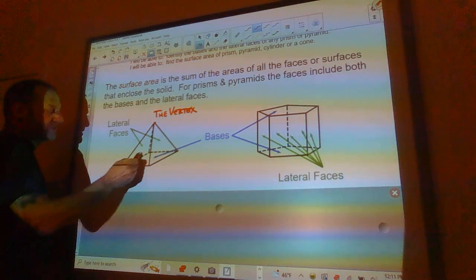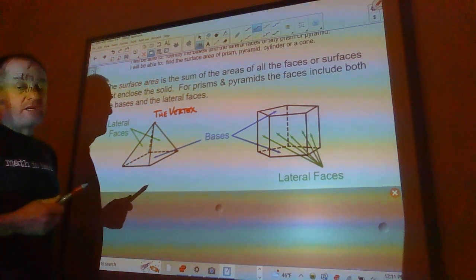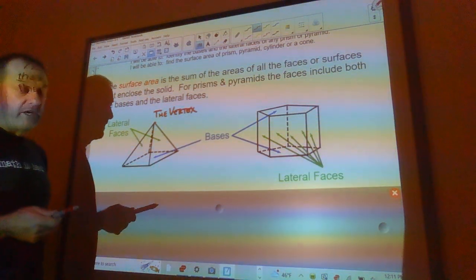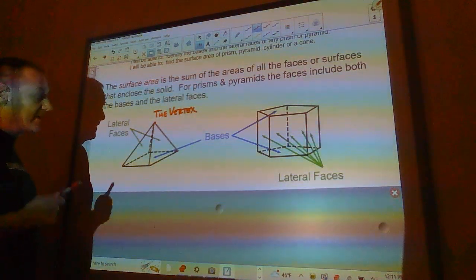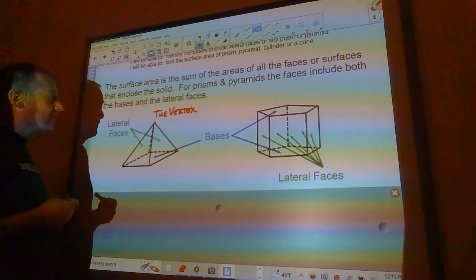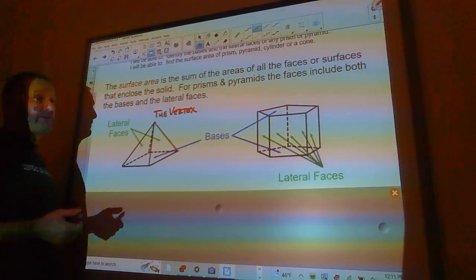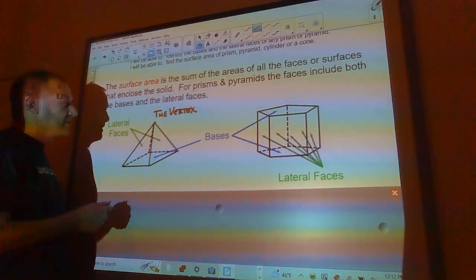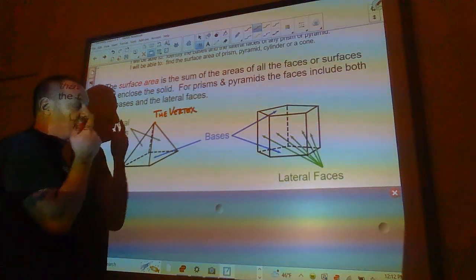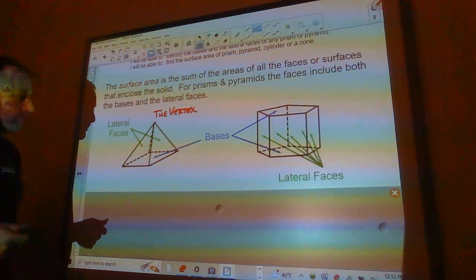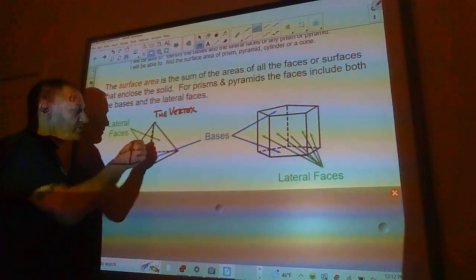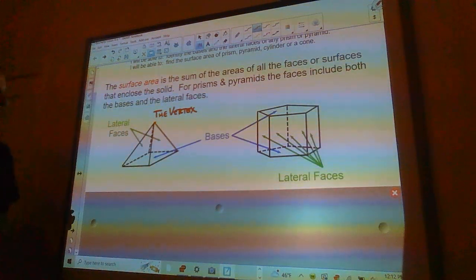Now the base is usually on the bottom, but not always. If there's a side that's not a triangle, that's the base. It can be a triangle though, in which case, if it's different than the other triangles, then that's the base. Or if they're all the same, then it's the one on the bottom. The triangles are called the lateral faces.